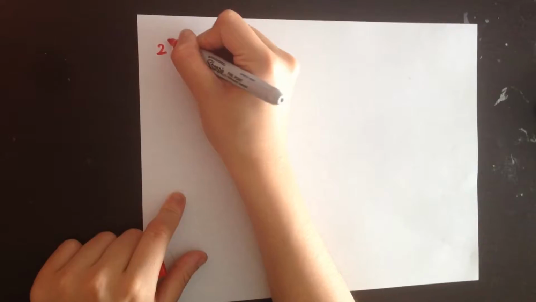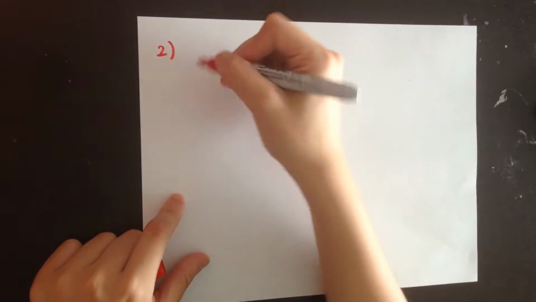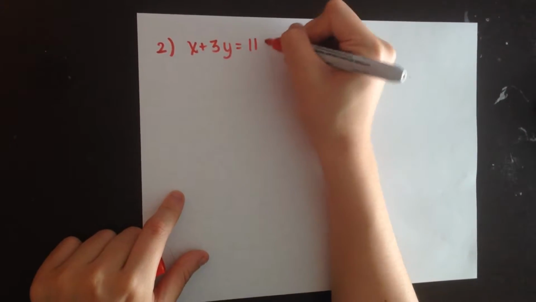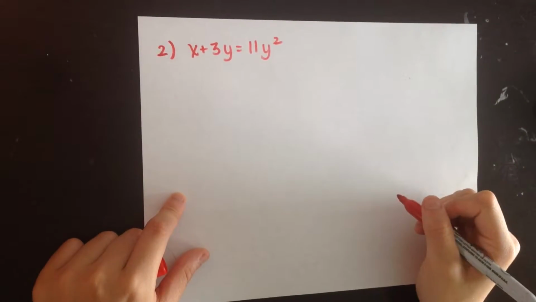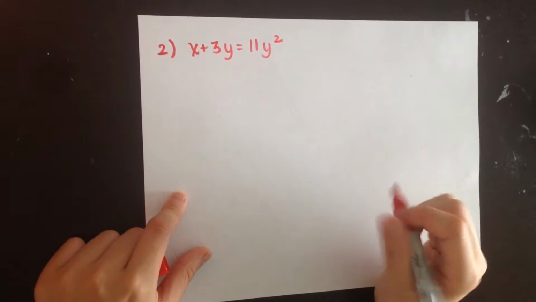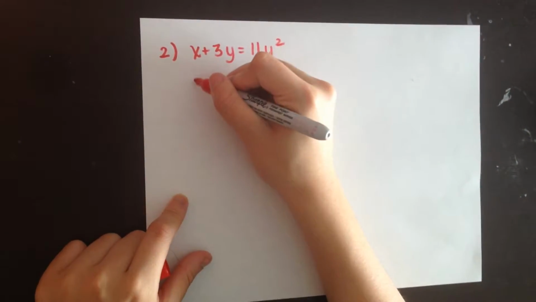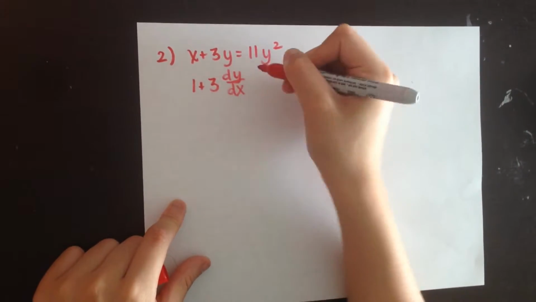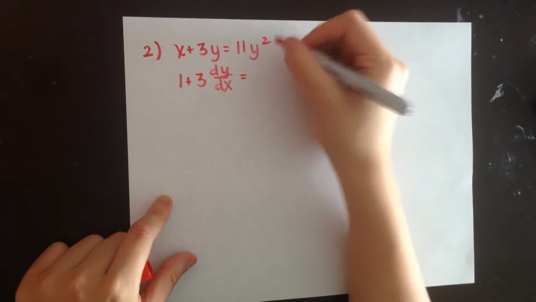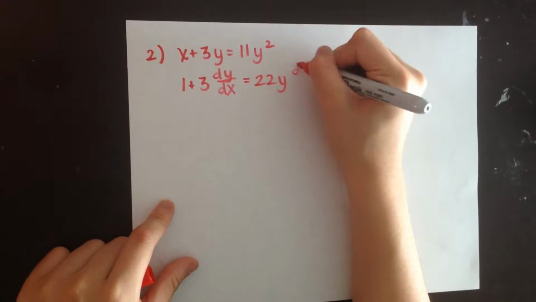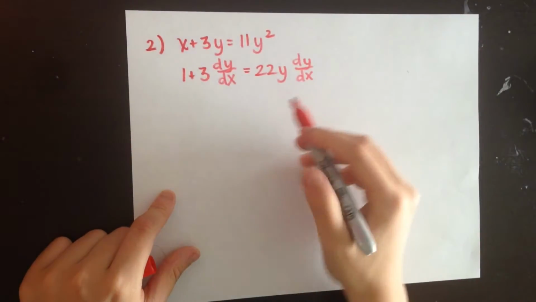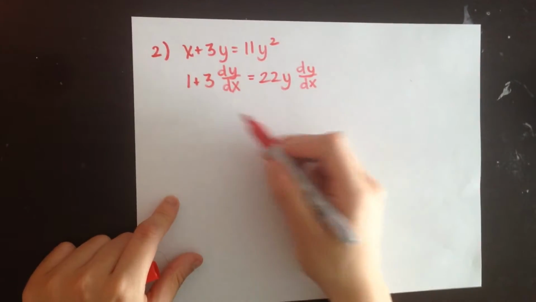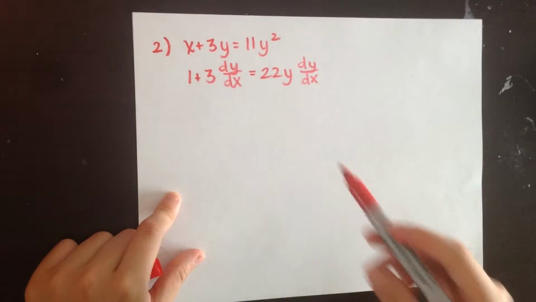Okay, so now we're going to do a second example problem, which is, let's try x plus 3y equals 11y squared. So first, like I said, you just derive in terms of x. So that would be 1 plus 3 dy over dx, gotta remember the dy over dx, equals 22y dy over dx. Since there are two terms that involve a dy over dx as a factor, you can bring them onto one side and bring this other term onto the right side.